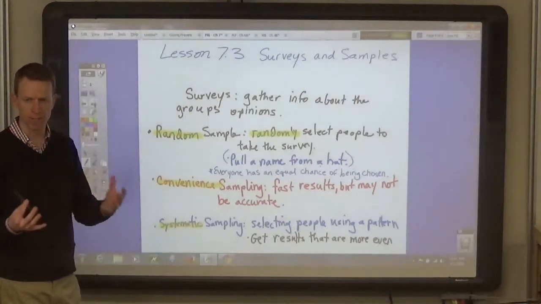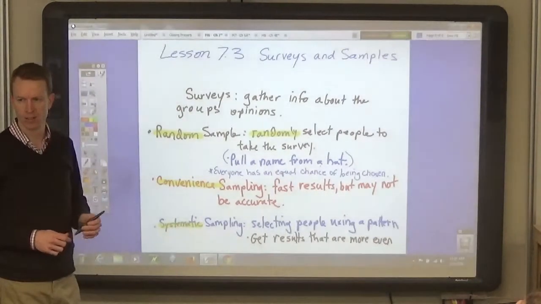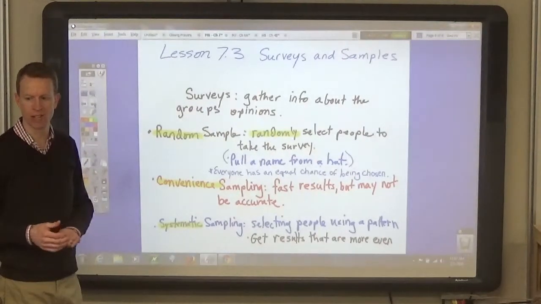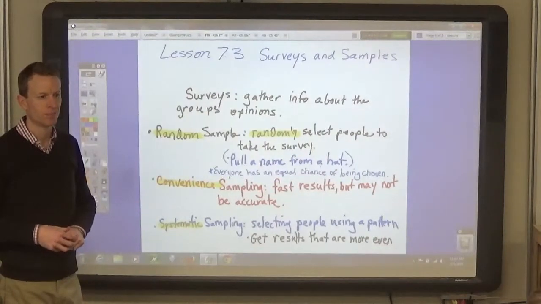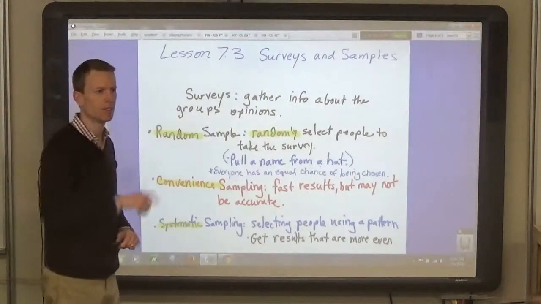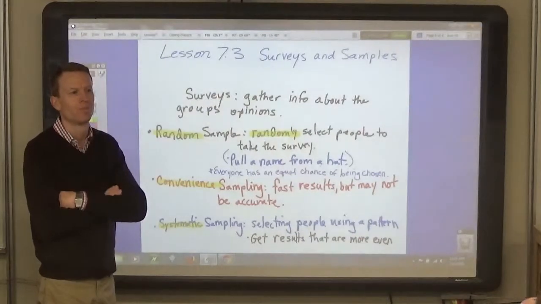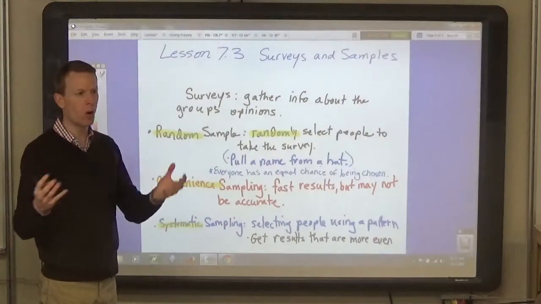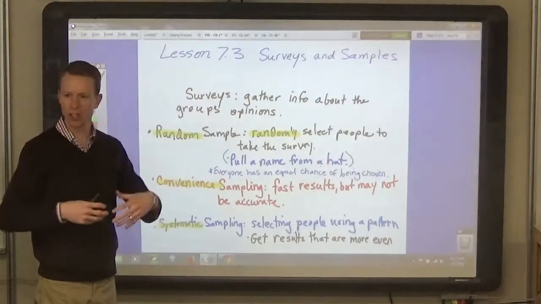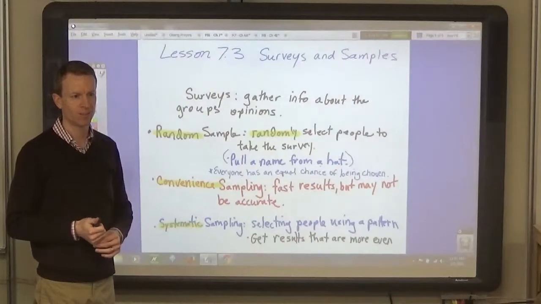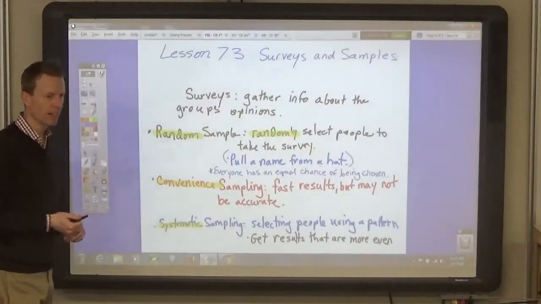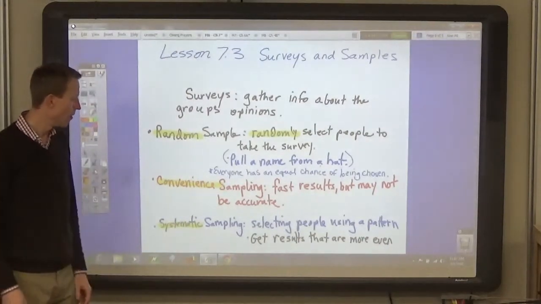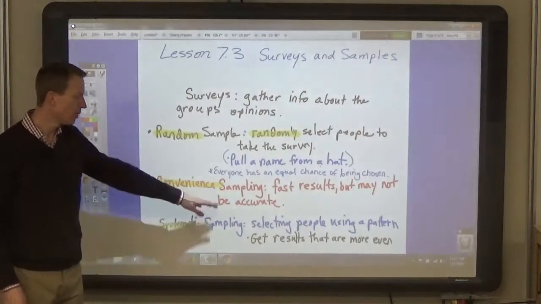How would you get a convenience sample survey? What would you do to get a convenience sample survey? Yes? Like, let's say you're running out of time and it's convenient for you to just do something fast. Okay, so you go to a place where you know there's going to be people and you start asking them, right? You just start asking them. Okay? So that's an example of a convenience sample, getting fast results.